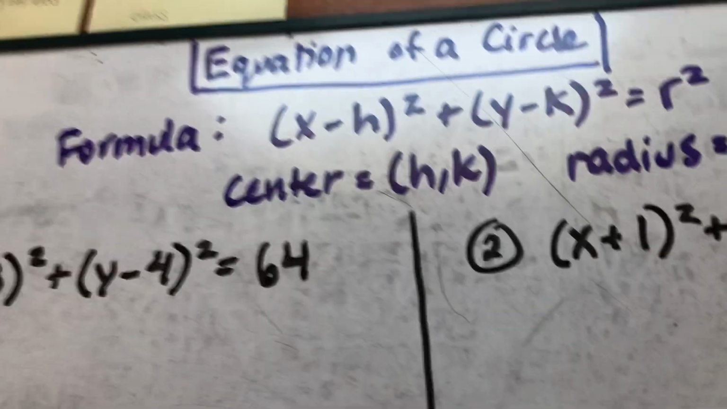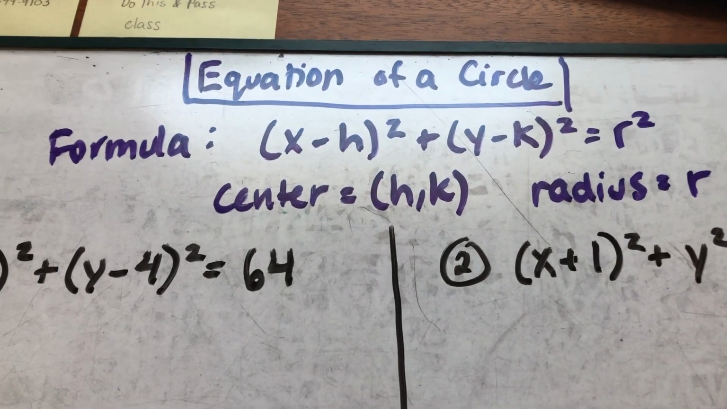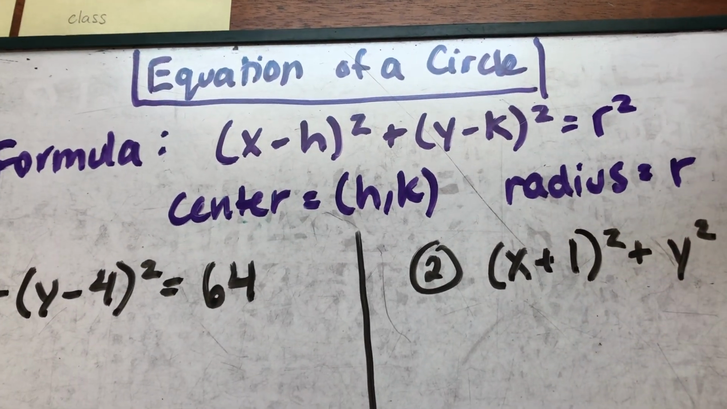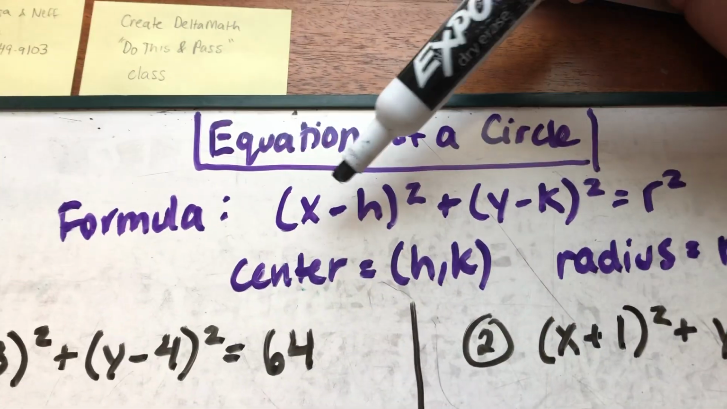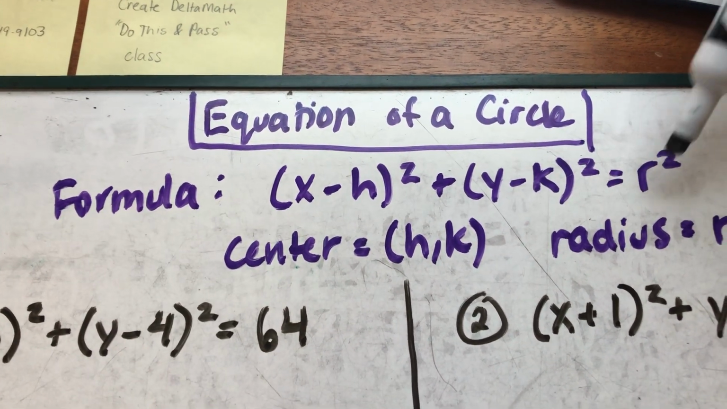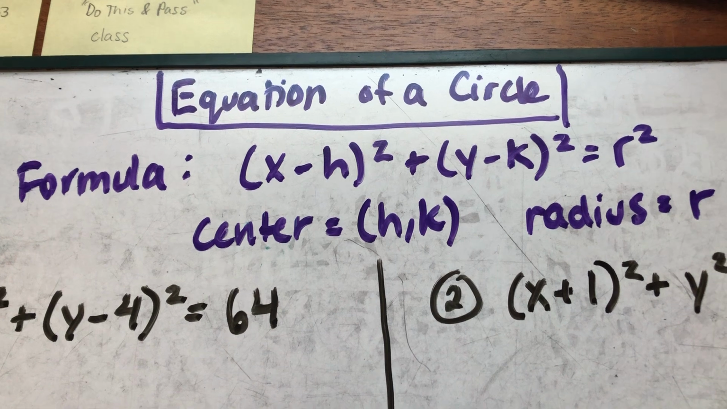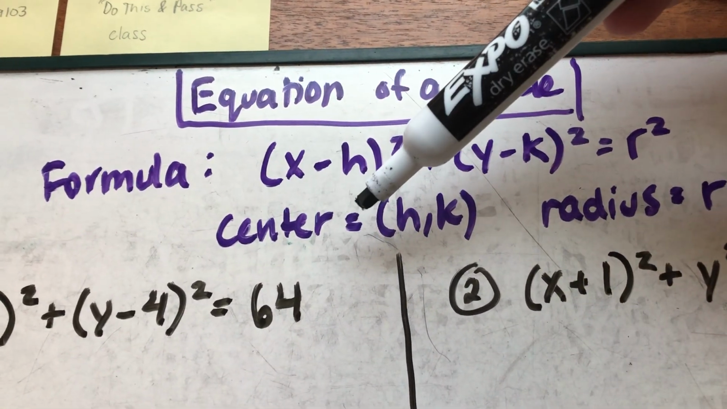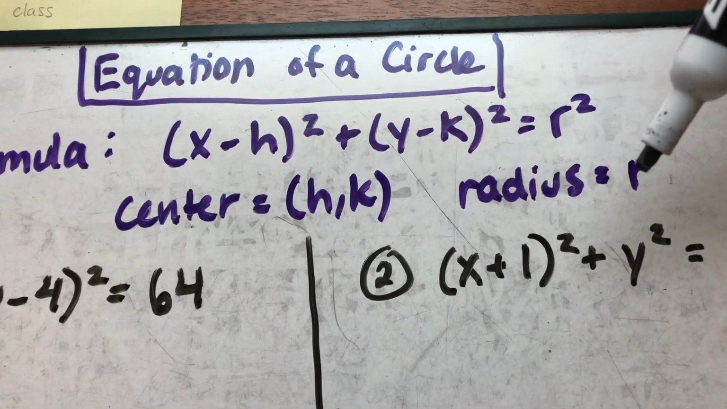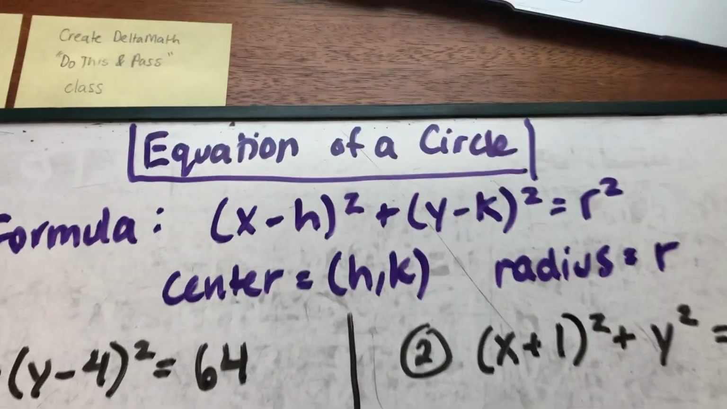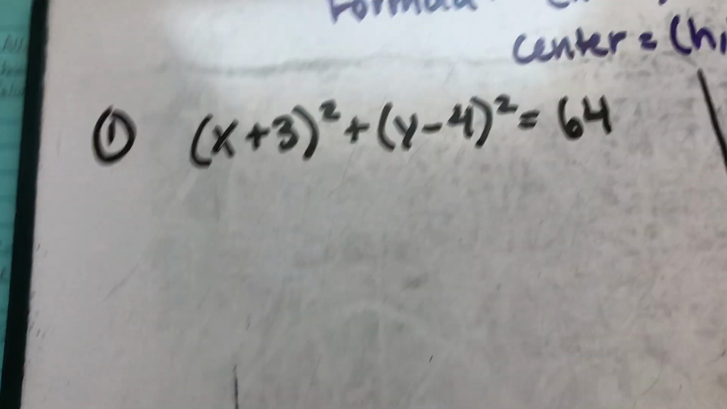All right, so this video is going to explain the equation of a circle. I give you the equation on the assignment, but this is it right here: (x - h)² + (y - k)² = r². Might look scary, really isn't that bad. The h and k represent the center of the circle, and the r represents the radius. So I'm going to do two examples in this video, and that should help you a lot.